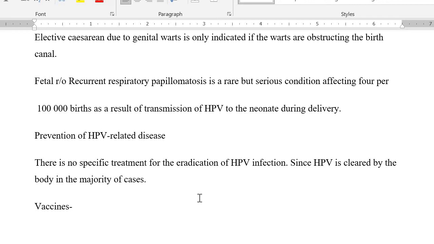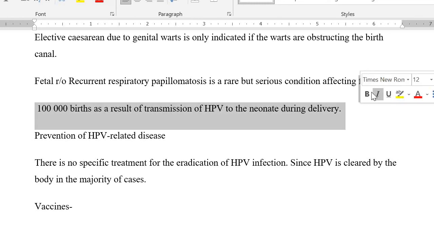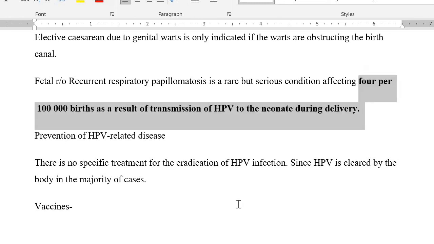Cesarean section is only for a large growth which is obstructing the birth canal. Otherwise, you will go for vaginal delivery. There is very low risk of transmission to the baby. The risk of transmission is 4 per 100,000. They can have respiratory papillomatosis. That is the point.